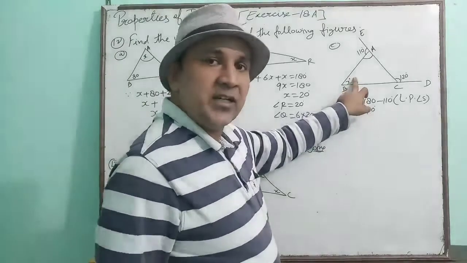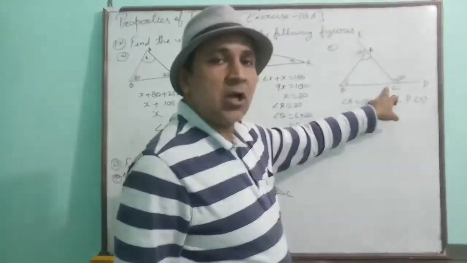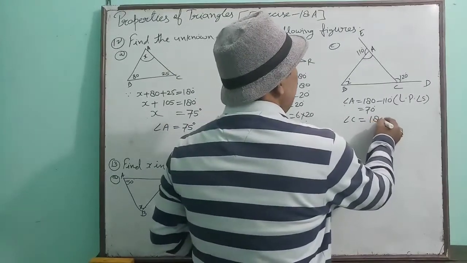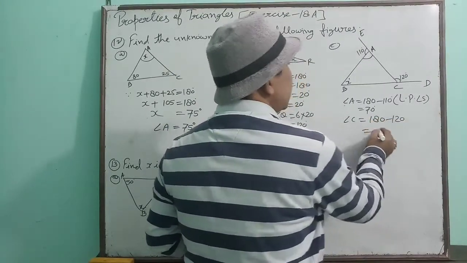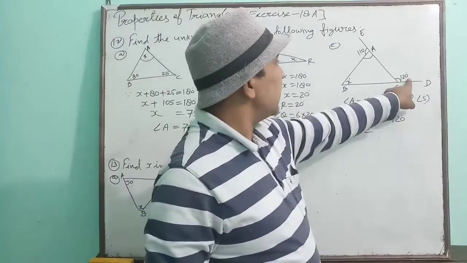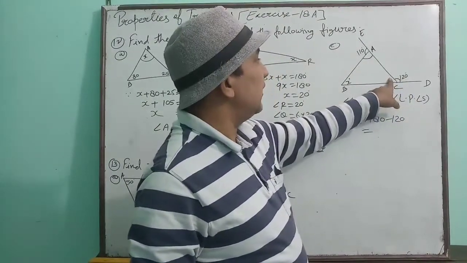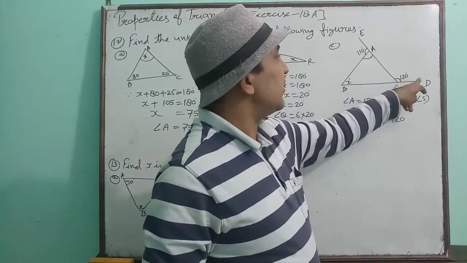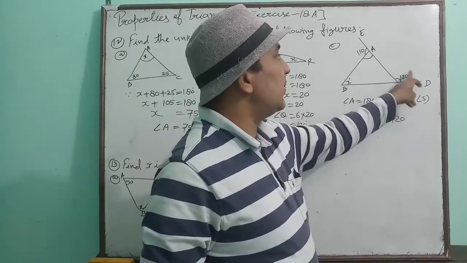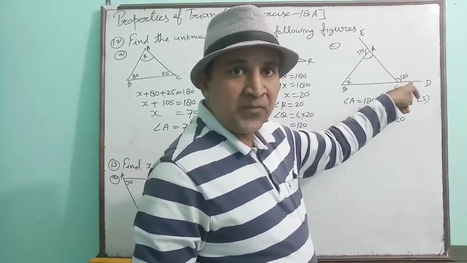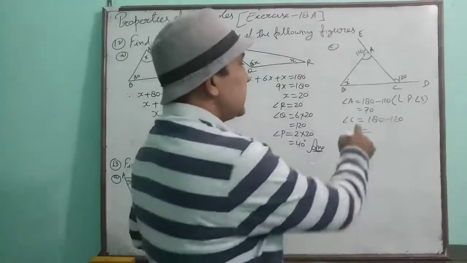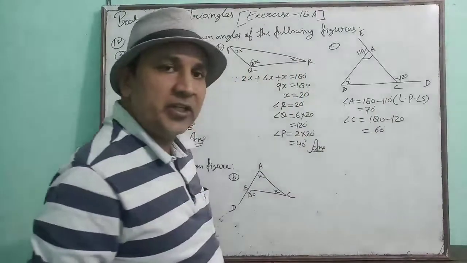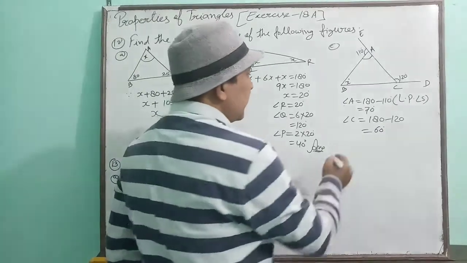B is x, already given, but C is not given. So we will find angle C also. Angle C will be 180 minus 120, because this angle is 120, then we can find this angle. Again, the reason is BCD is a straight line, and on a straight line the sum of the angles is always equal to 180 degree. So if one angle is 120, then the second angle is 180 minus 120, that means 60 degree.